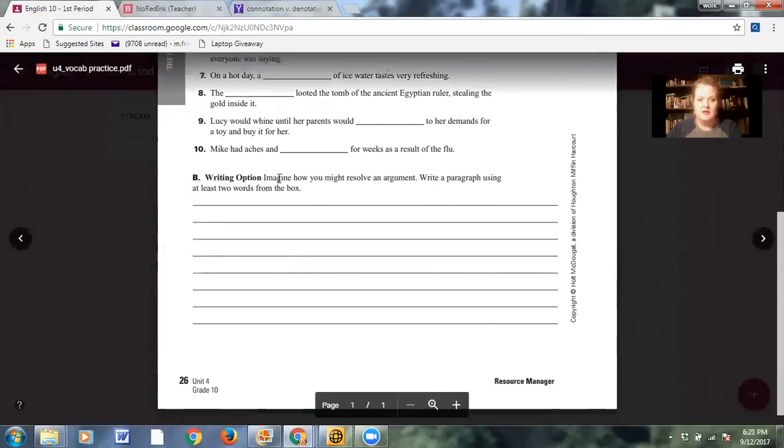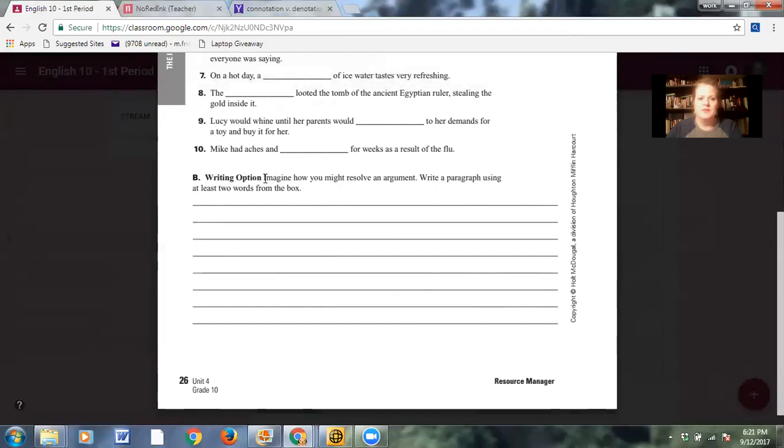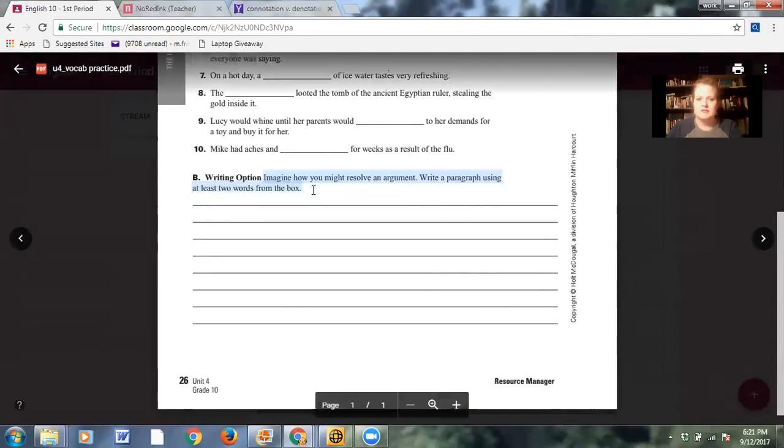All right, part B, writing option. This is kind of an open response type question. Imagine how you might resolve an argument. Write a paragraph using at least 2 words from the box. So what are my key words here?